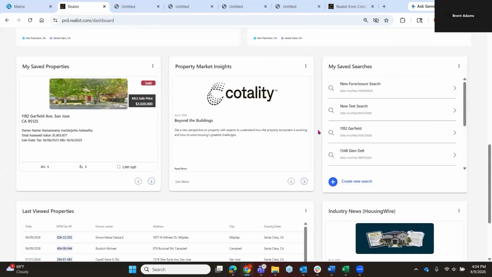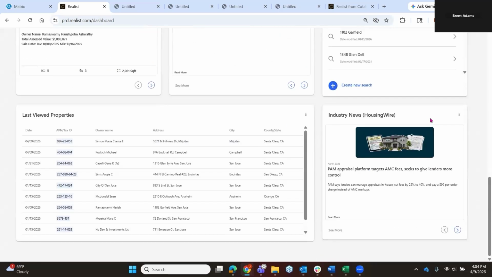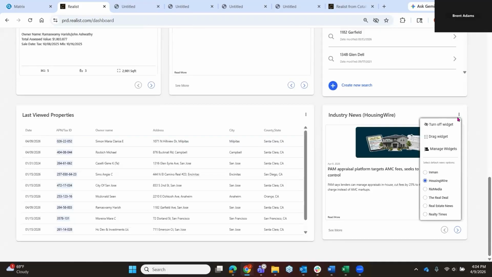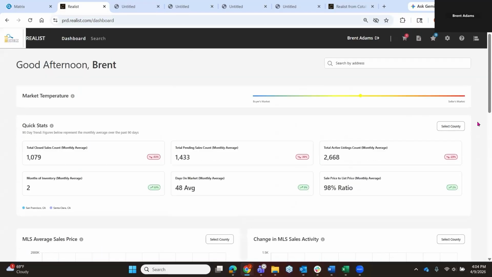But also, most importantly here, we're going to give you property market insights from Cotality, where you can take a look at all the different articles that our professionals have written lately. And you have access to information about property data and what's going on in the industry from lots of other sources too, whether that be Inman or Housing Wire or Real Estate News or the Realty Times. So all these widgets are designed to keep you organized and let you understand what's going on in your particular area at any given time.